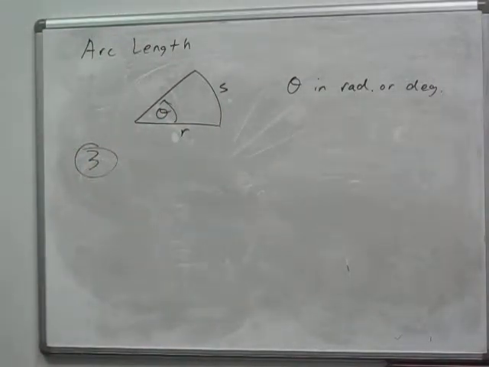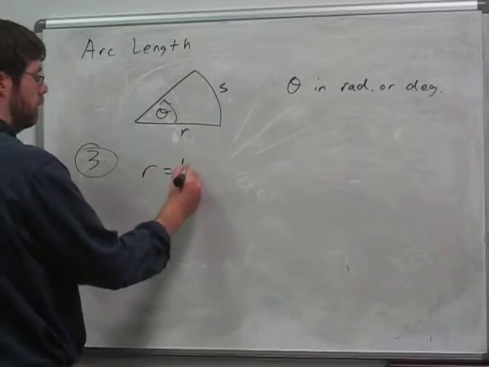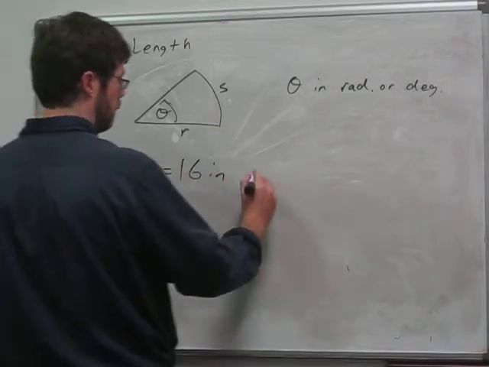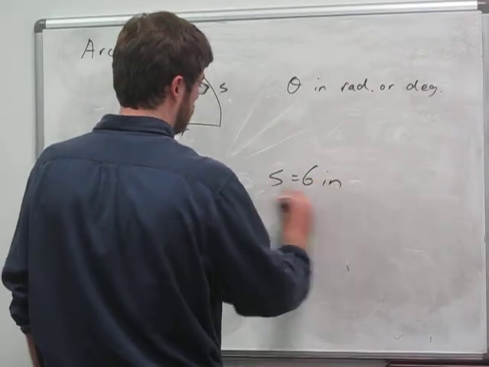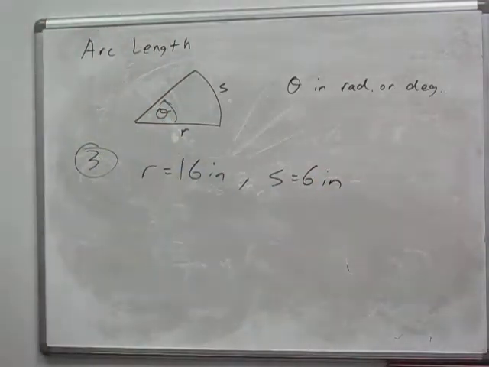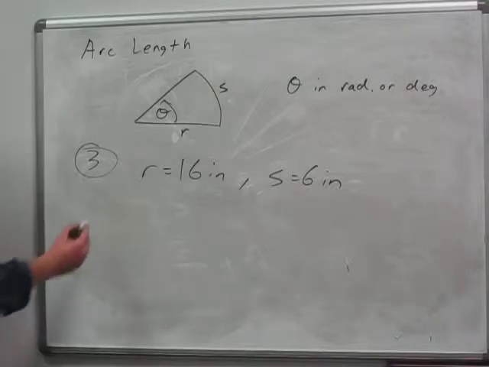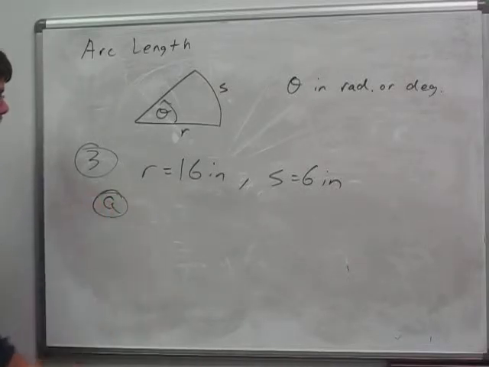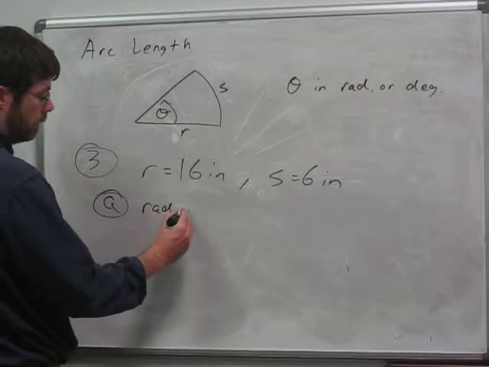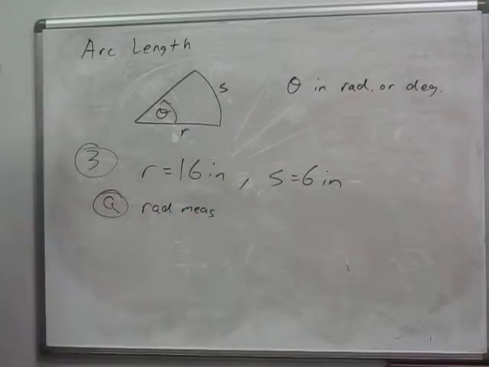For problem three, we change things up a little bit. We're given the radius and the arc length, and we want to know our angle theta. So let's do this in two parts. Suppose we want to know the radian measure of theta.